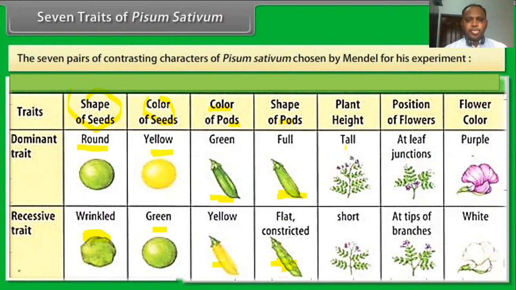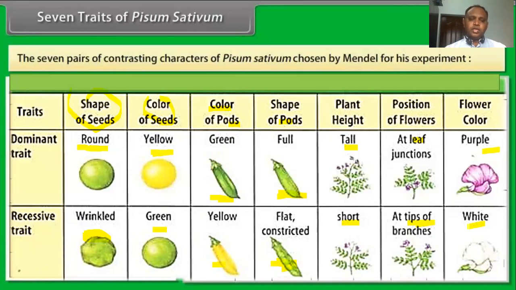Plant height, he has chosen tall as a dominant trait and short is a recessive character. And position of flowers. So this one is axial. Axial is dominant, and terminal is recessive. Axial is dominant, terminal position is recessive. Flower color, purple color is dominant and white color is recessive. Okay. So these are the 7 pairs of contrasting characters of Pisum sativum selected by Gregor John Mendel for his hybridization experiment.